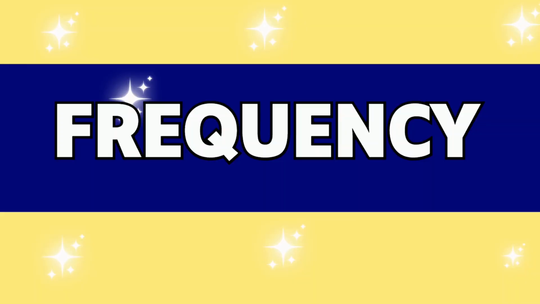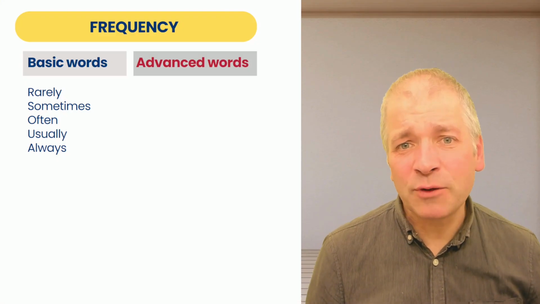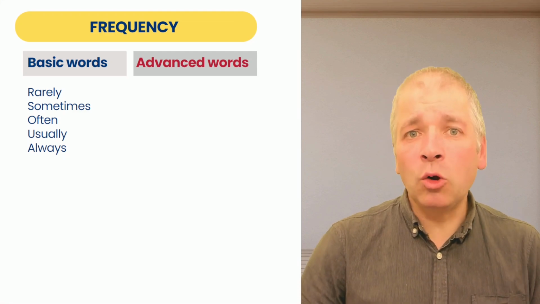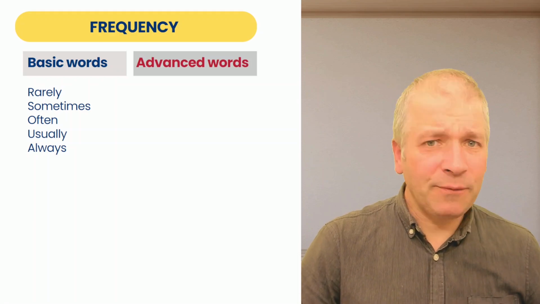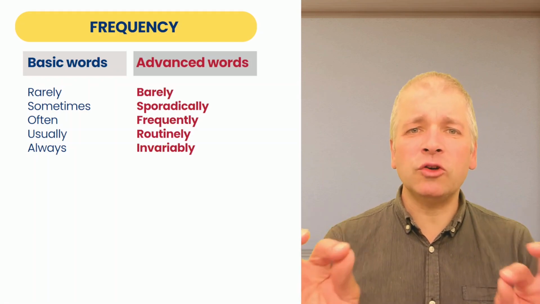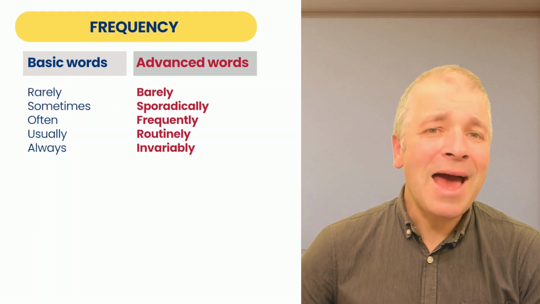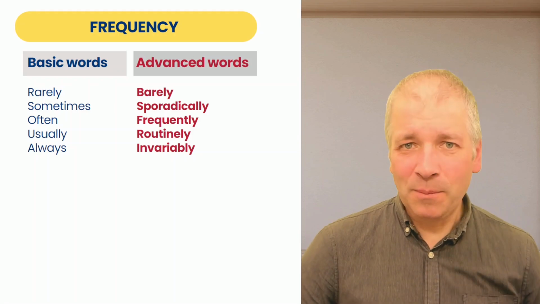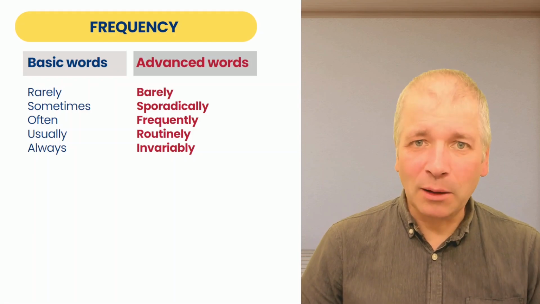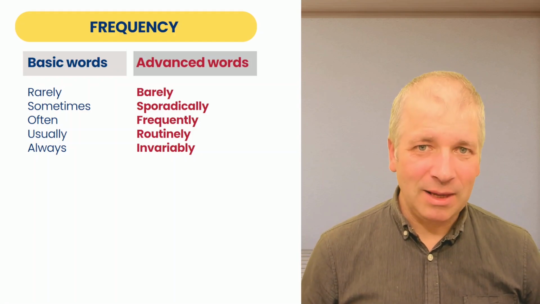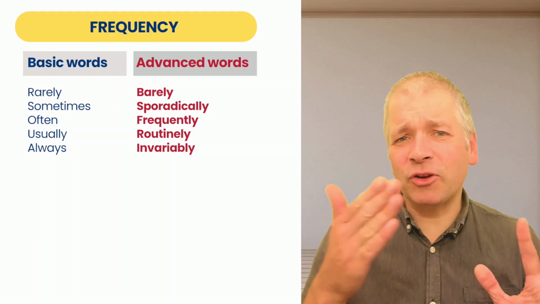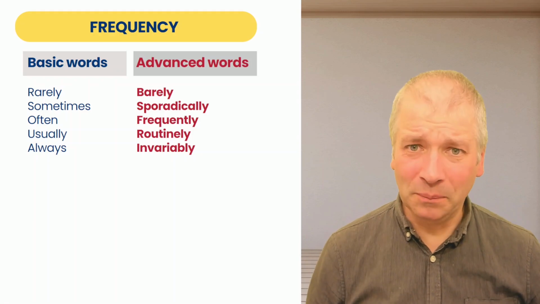Adverbs of frequency. Again, let's look at some basic adverbs of frequency first. Rarely, sometimes, often, usually, always. Five very common adverbs of frequency. Can we make this more advanced? Well, there are some alternatives you could use in some circumstances. Barely means almost never, so that could be used in a frequency sense as well. Sporadically is a little bit like sometimes. Sporadically means from time to time, but not very often.